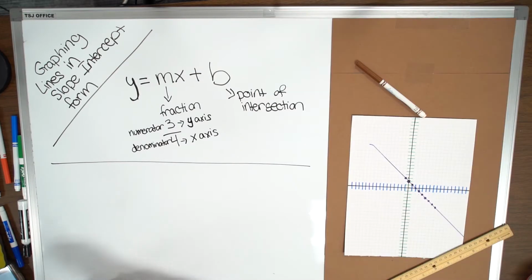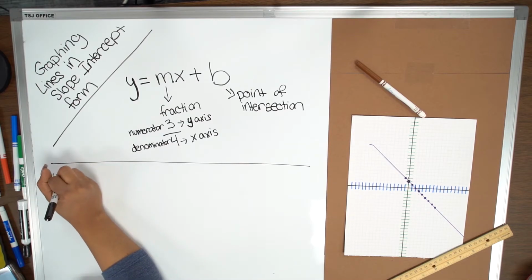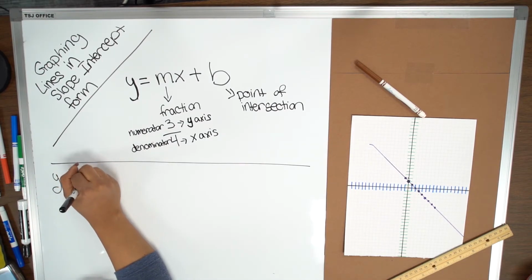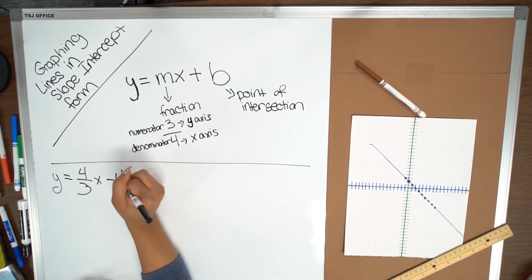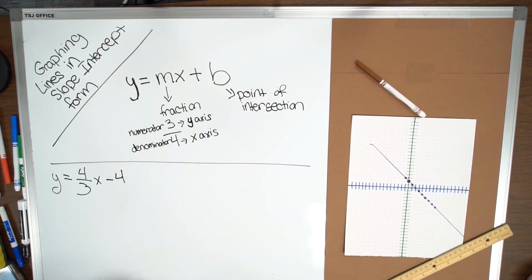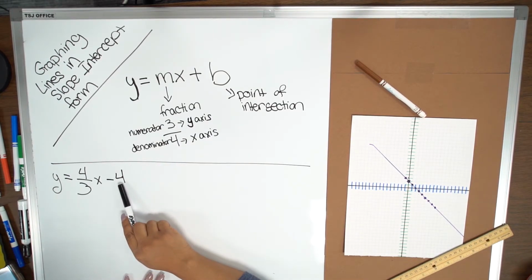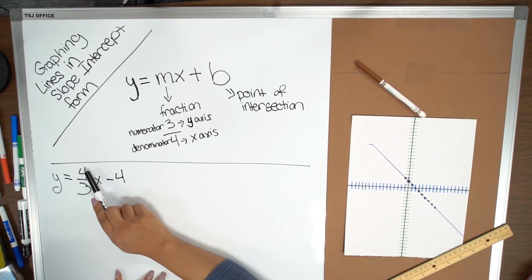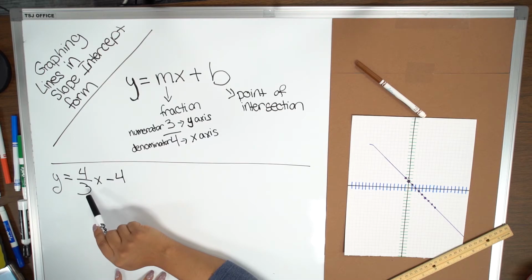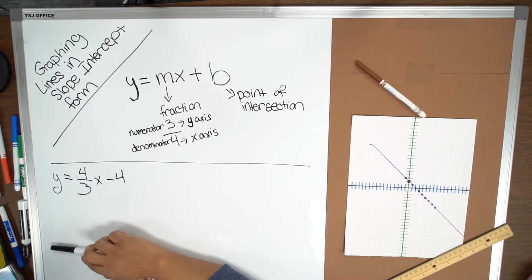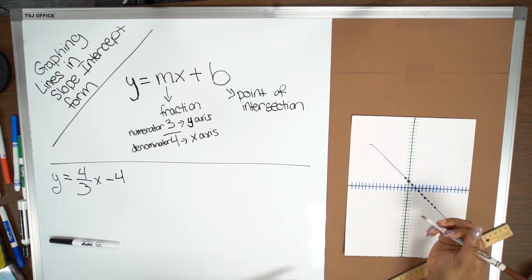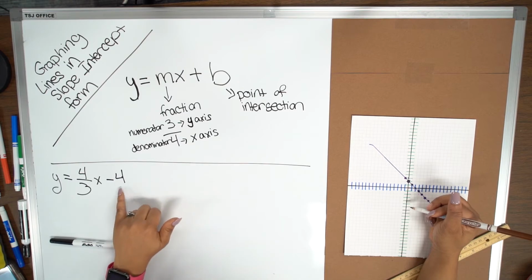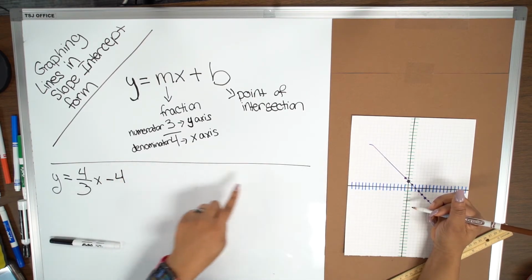Okay. Let's do y equals 4 thirds x minus 4. Remember, this is our y-intercept, so that's where we start. We have positive, positive, so we're going to go up 4 and to the right 3. First, let's count 4 and see if this shows up. Negative 4. Okay, we're on the y-axis, and it's negative, so we're going to go down.